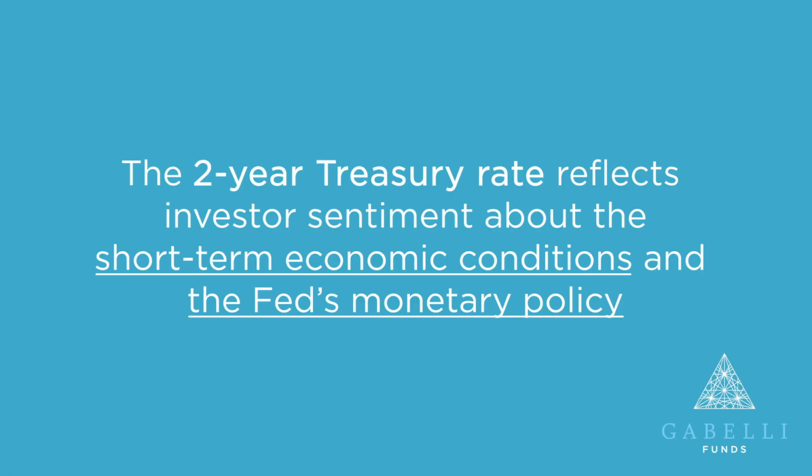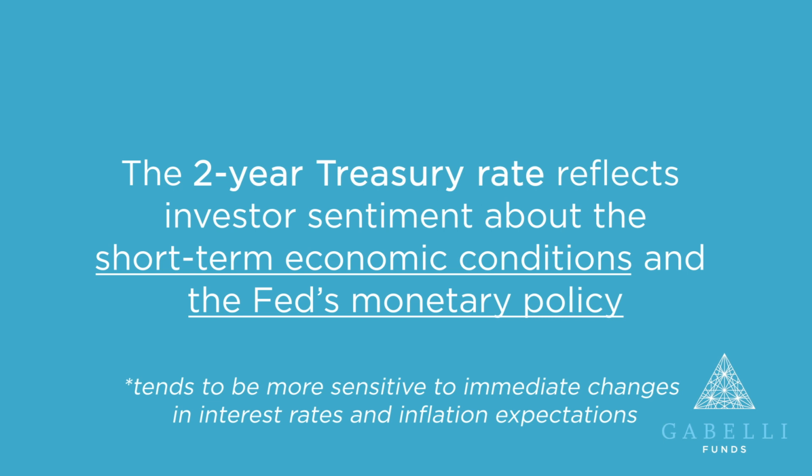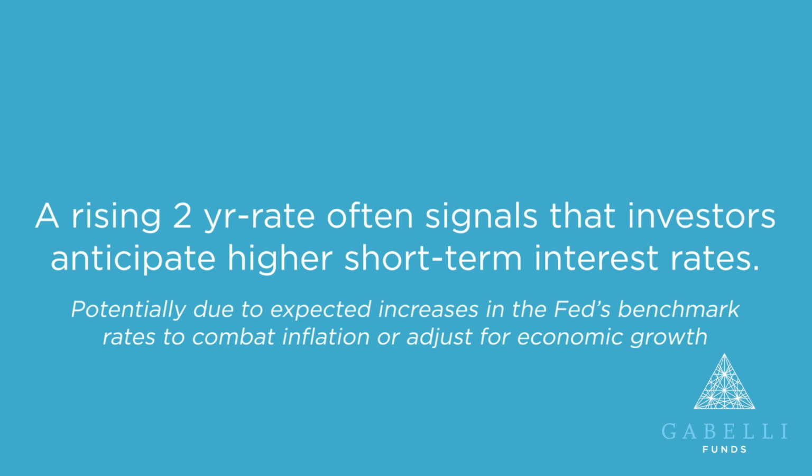The 2-year Treasury rate reflects investor sentiment about the short-term economic conditions and the federal funds rate monetary policy. It tends to be more sensitive to immediate changes in interest rates and inflation expectations. A rising 2-year rate often signals that investors anticipate higher short-term interest rates, potentially due to expected increases in the Federal Reserve's benchmark rates to combat inflation or adjust for economic growth.